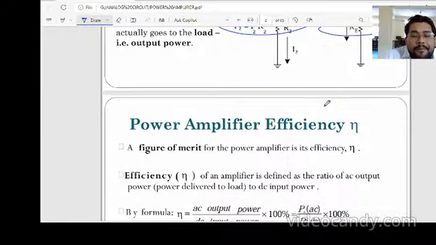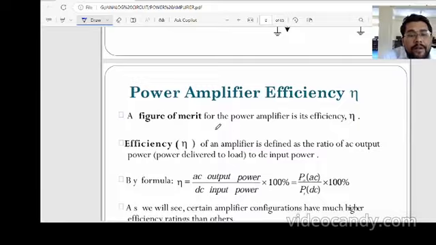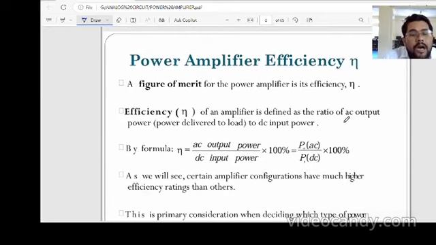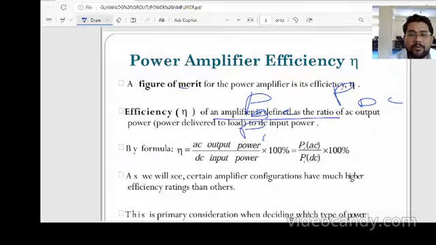Then the power amplifier efficiency eta is a figure of merit of the power amplifier. How do we calculate it? Power efficiency is the ratio of the AC output power to the DC power input. Any transistor has two types of power dissipated: first AC power, and next DC power. So the ratio of AC power dissipation to DC power dissipation is called the power amplifier efficiency.